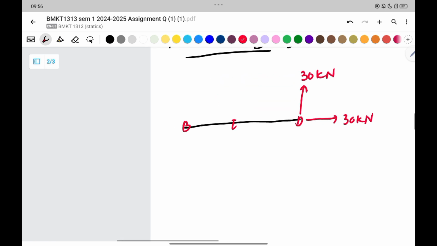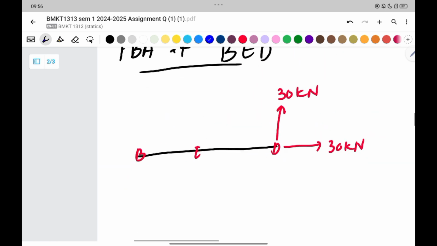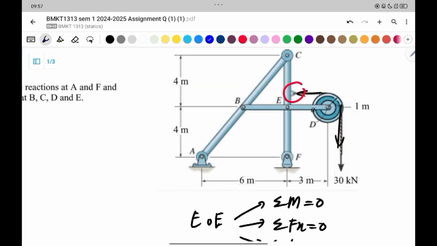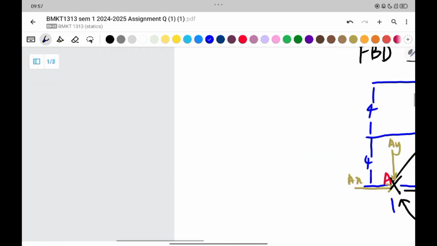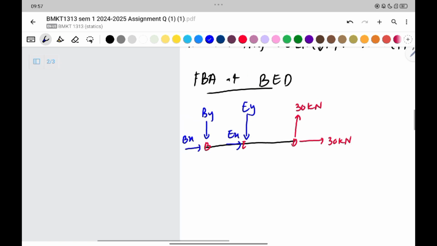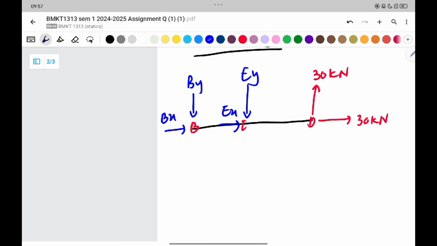Here, we can derive that B and E have two forces each because they are connected. Thus, we will write in the free body diagram Bx, By, Ex, and Ey. So here we need to find the values of By, Bx, Ex, and Ey.